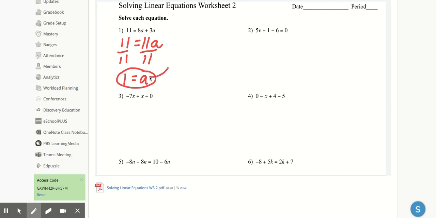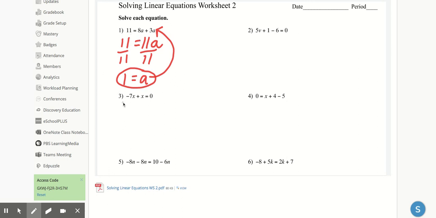Again, like I had mentioned yesterday, we can always check our work for all algebraic equations by plugging our solution into the original. So 8 times 1 is 8, 3 times 1 is 3, 8 plus 3 is 11. So that solution does check out.